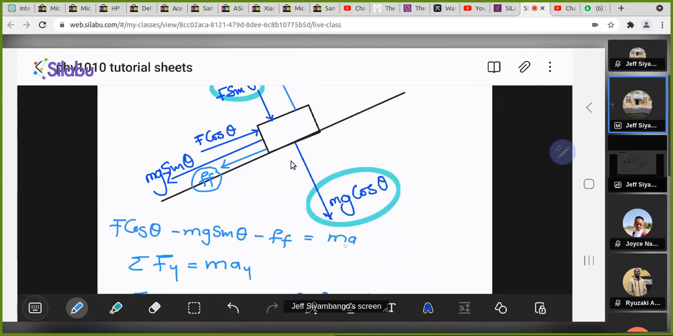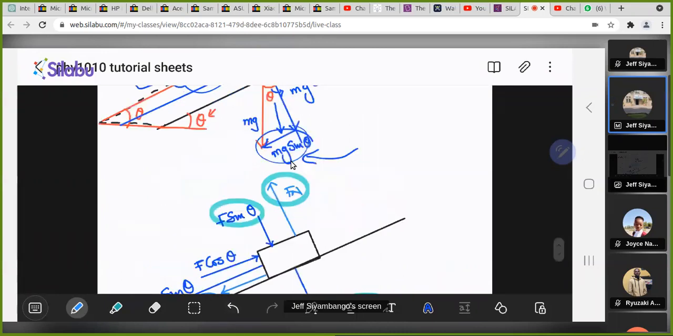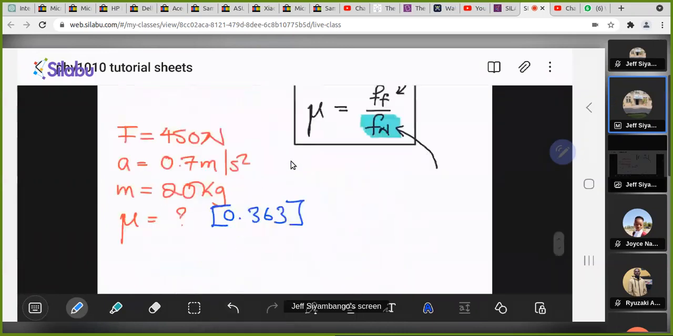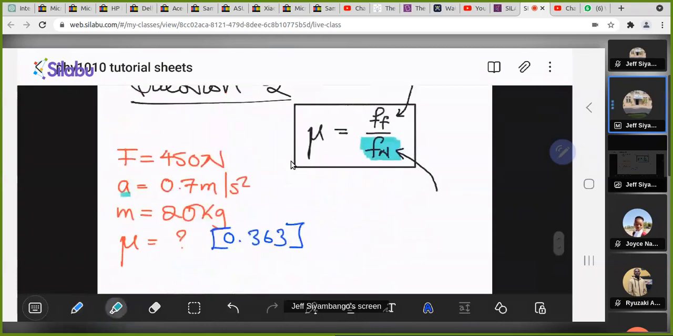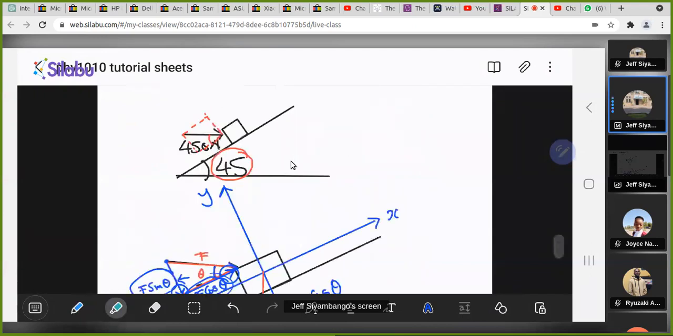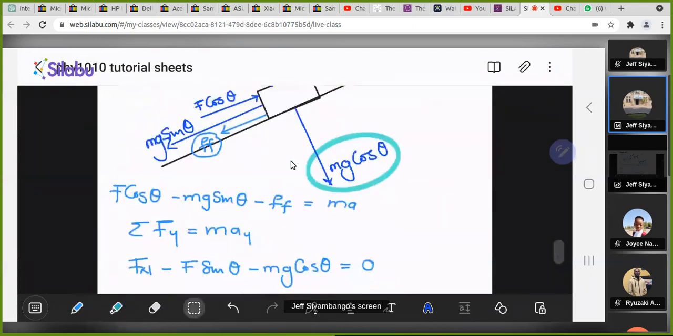In this case, we do have acceleration in the x-axis. Why? The question actually specified that this object is being pushed up the inclined plane, and this was the acceleration it was pushed with, 0.7. So we can use what we have been given. We'll first make a the subject.